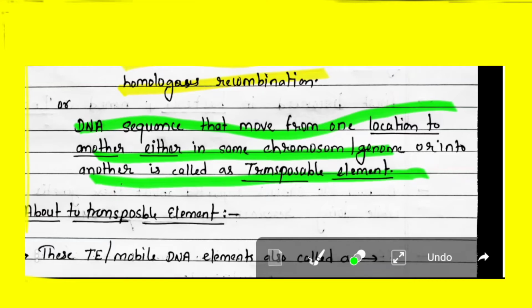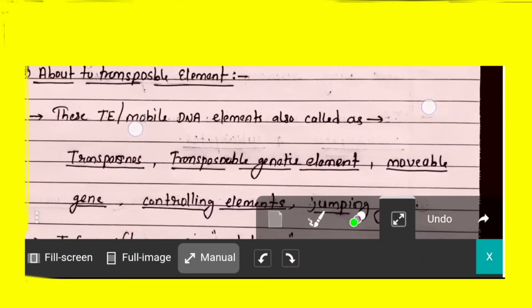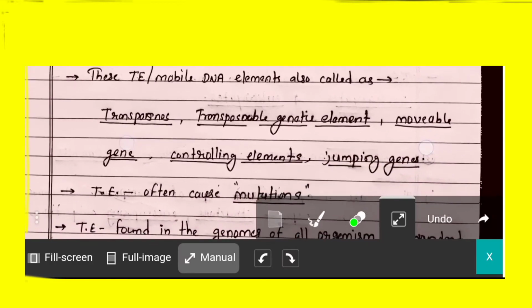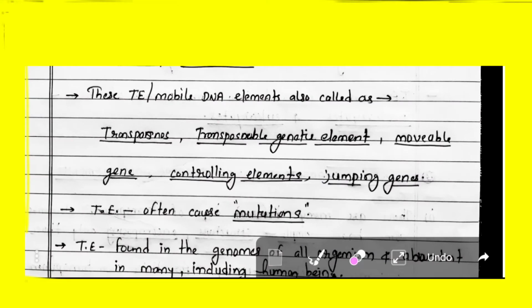Now we will know about its characteristics, its general information. Let's change the slide. Look at this.